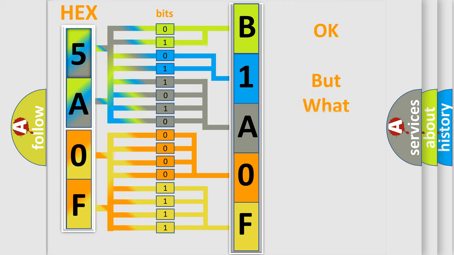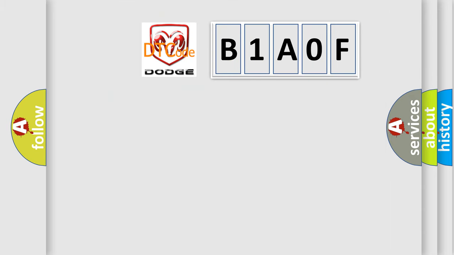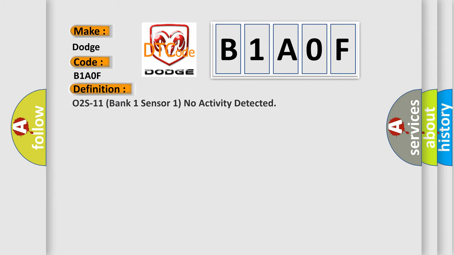The number itself does not make sense to us if we cannot assign information to what it actually expresses. So, what does the diagnostic trouble code B1A0F interpret specifically for Dodge car manufacturers? The basic definition is O2S11 bank 1 sensor 1 no activity detected. And now this is a short description of this DTC code.